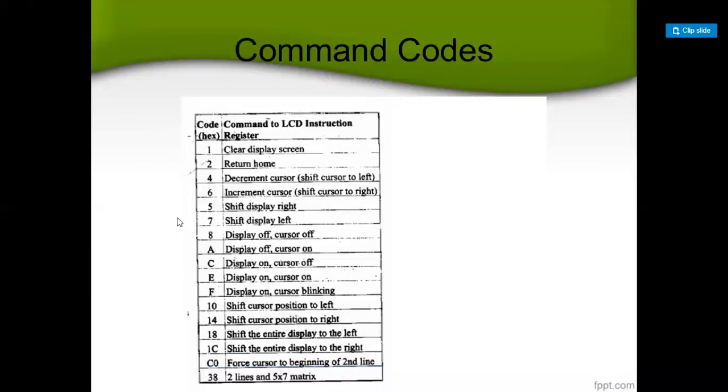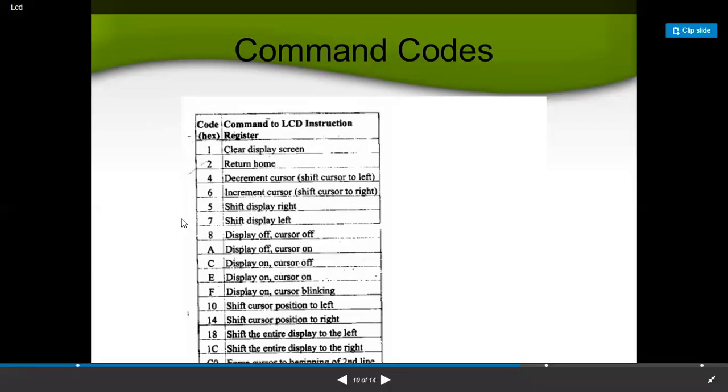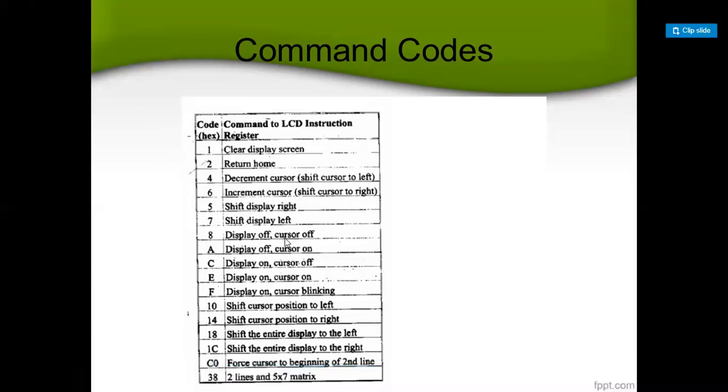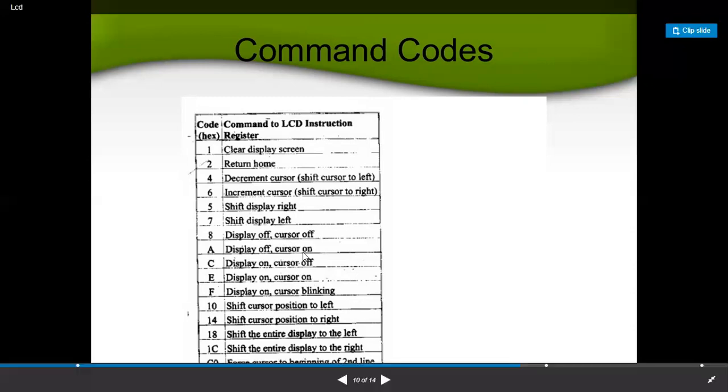8 for display off cursor off, A for display off cursor on, C for display on cursor off, E for display on cursor on, F for display on cursor blinking, 10 for shift cursor position to left, 14 for right, and 18 for shift entire display to the left. 1C is for shift the entire display to the right. C0 is to force cursor to the beginning of the second line, and 38 code is for 2 lines.